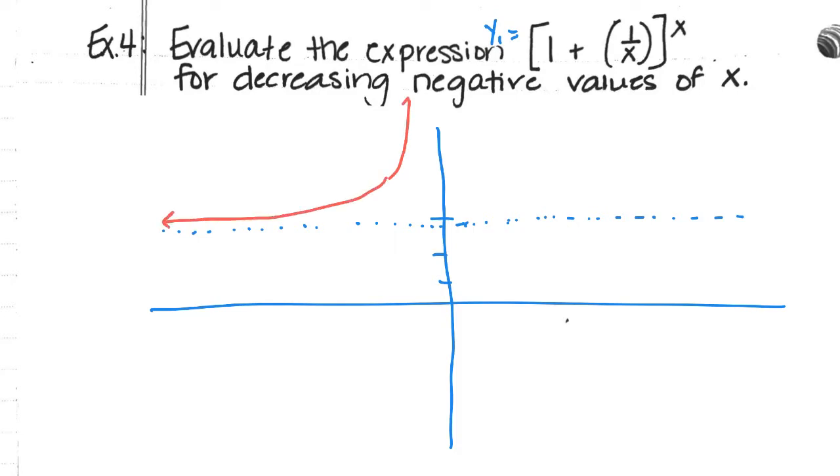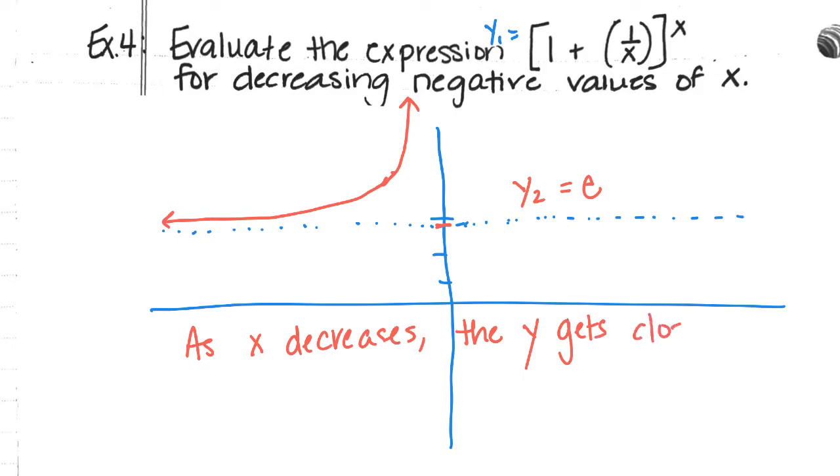So they say evaluate the expression for decreasing negative values of x. So what's happening as x is decreasing? What is happening to the y? So remember that this is y sub 2 is equal to e. So as x decreases, the y value gets closer to the line y equals e. So that's what's really happening.